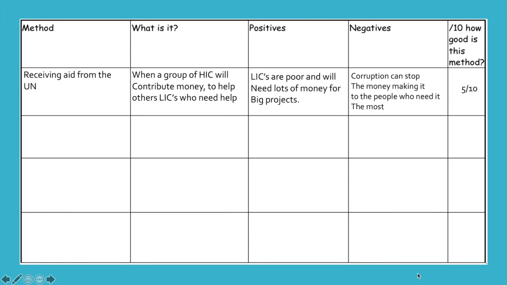It is really useful. One of the negatives is corruption can stop the money making it to the people who need it the most. It's a big issue. It's a massive issue as well, especially if other countries are giving money and it never goes to people who need the help. I've given it a 5 out of 10. There's a couple of reasons. I'm not entirely sure where all of the money goes, and I'm not entirely sure how clear it is on where the money goes. You may give it a 10 out of 10. You may give it a 2. It's up to you. As long as you can justify it, that's completely fine.